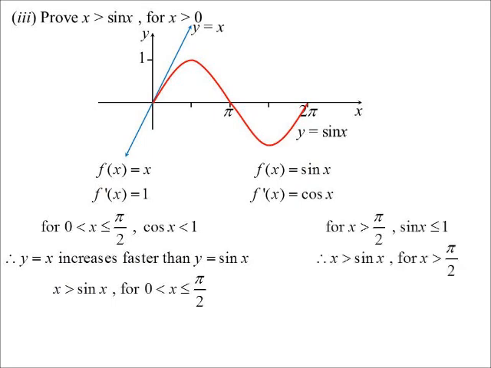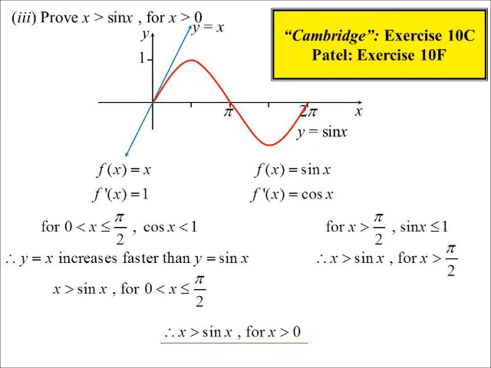Now, once it's bigger than pi on 2, it's kind of trivial, because the sine x curve just goes in between minus 1 and 1, and y equals x, well, it keeps going. So we can clearly conclude that one. So putting together, x is always bigger than sine x, for x greater than 0. That's just a touch on inequalities, ideas we've seen before using graphs.